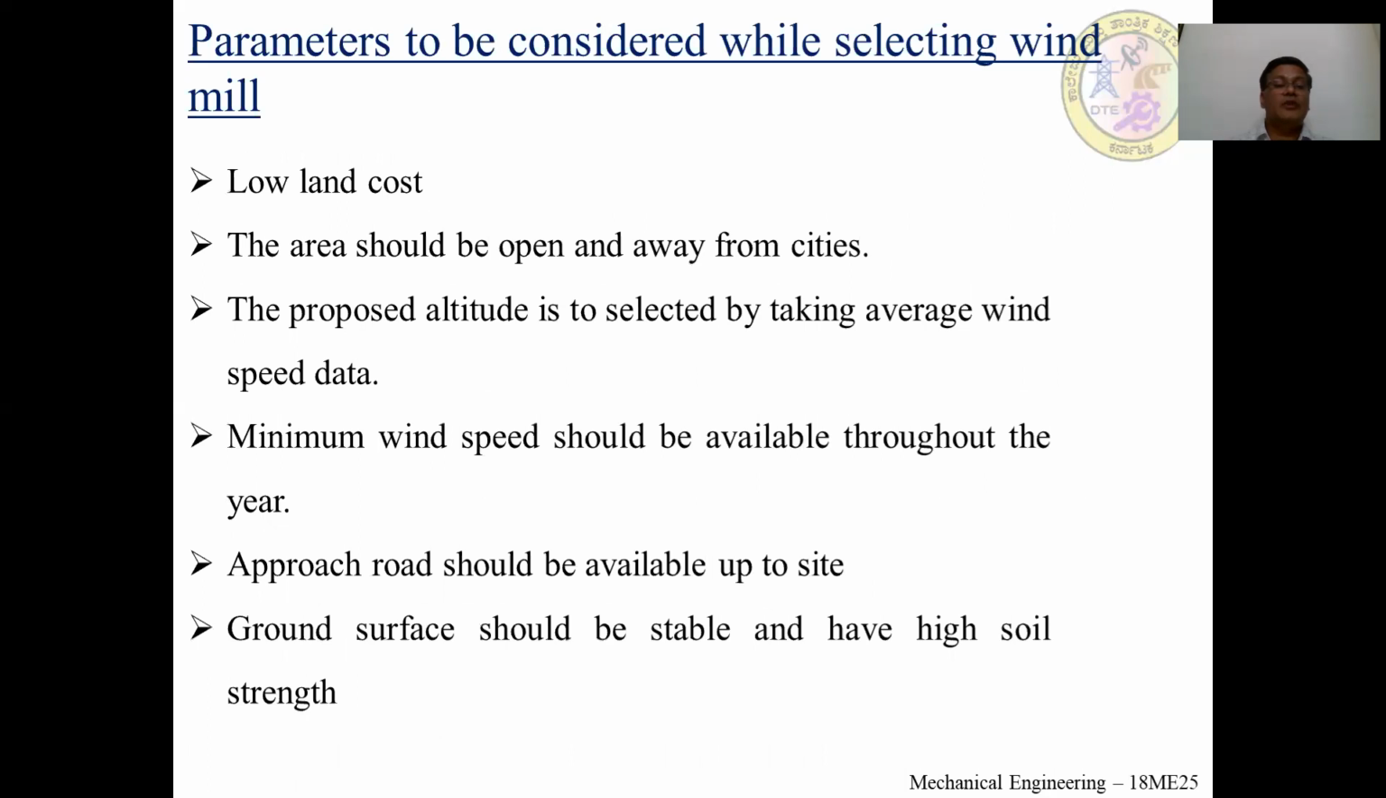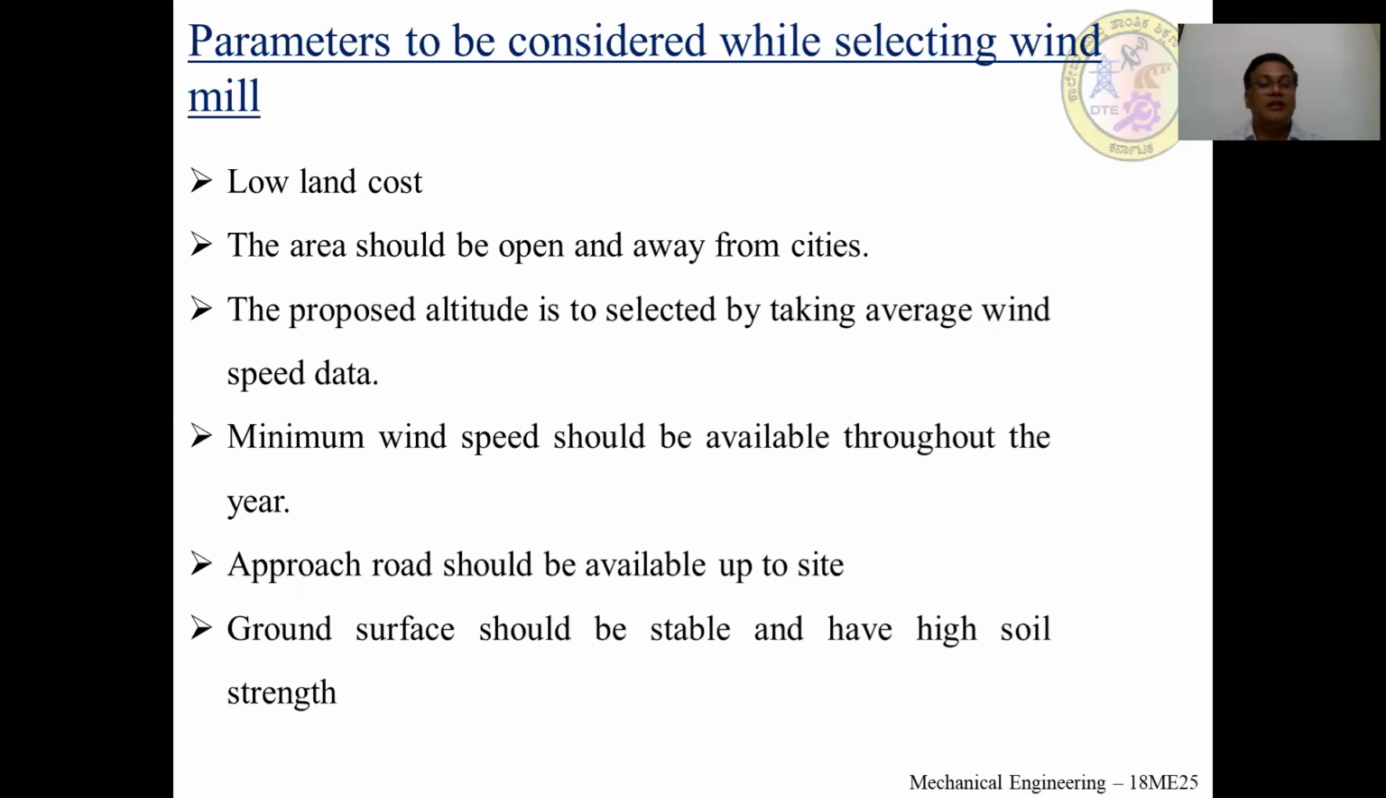Okay. And coming to this slide, you can see the different parameters to be considered when selecting a windmill. These things are more related to the design part only. First, we need to think about cost. We need to do cost analysis. That is the first point. And the second point is the area should be open and away from the city, because the horizontal axis type requires open space, open area.